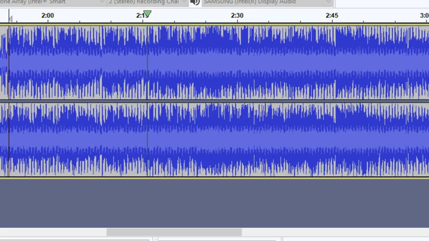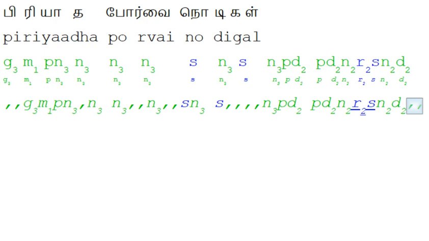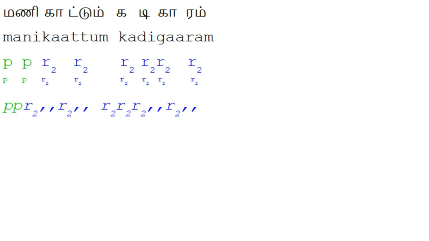So what is the shruti of this? Okay. Pa pa. Ga ma pa ni ni ni ni ni sa ni sa ni pa da pa da ni ni sa ri ni da pa pa ri ri. So that pa pa is in this place. Mani kaattum kadigaram, pa pa ri ri ri ri ri ri. As I said, though the song is so wonderful to listen to, it's extremely simple. Most of the notes are repeated. Pa pa ri ri ri ri ri ri.